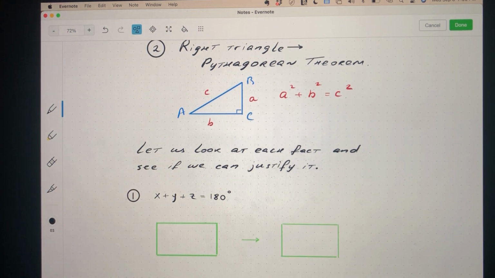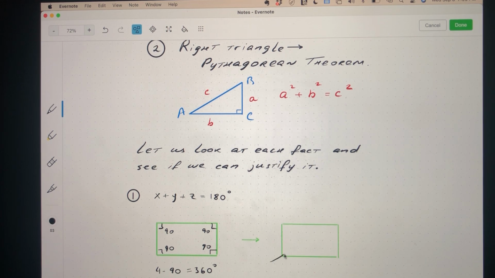So let's begin with a box, just a regular box which has four corners and each corner is 90 degrees. And if we add up all the angles inside of this box, we're going to get 4 times 90, which is 360 degrees. So inside of any box, the angles will add up to 360 degrees.